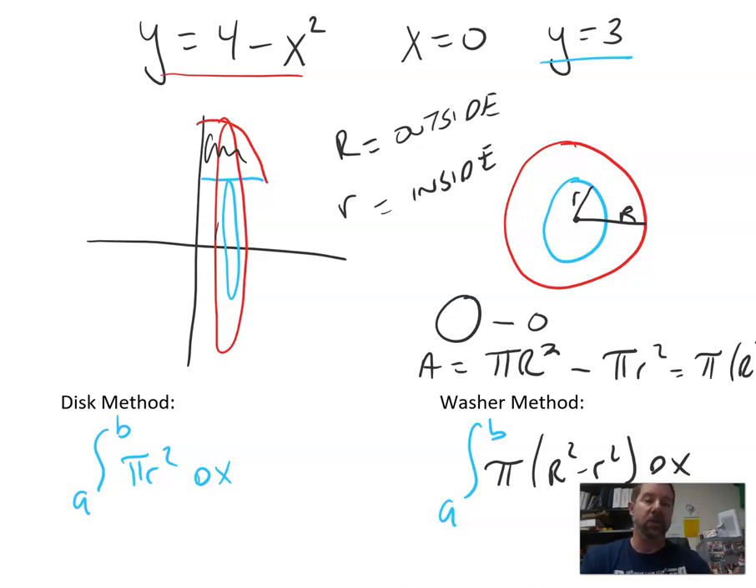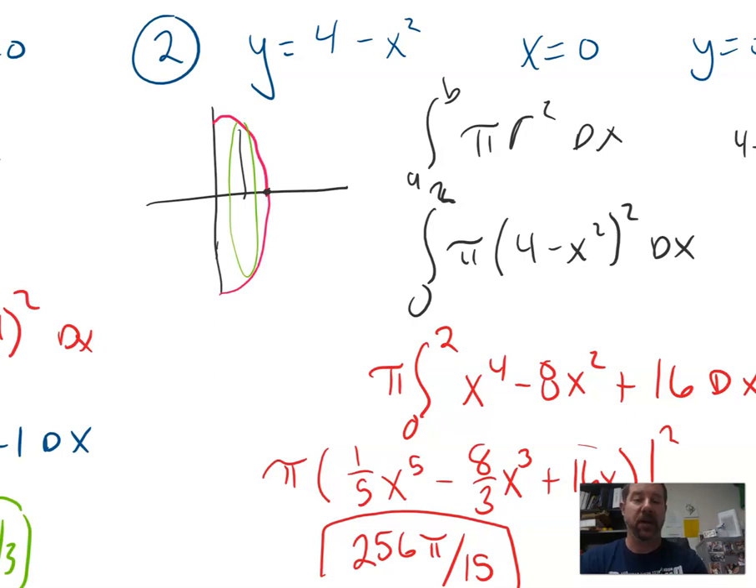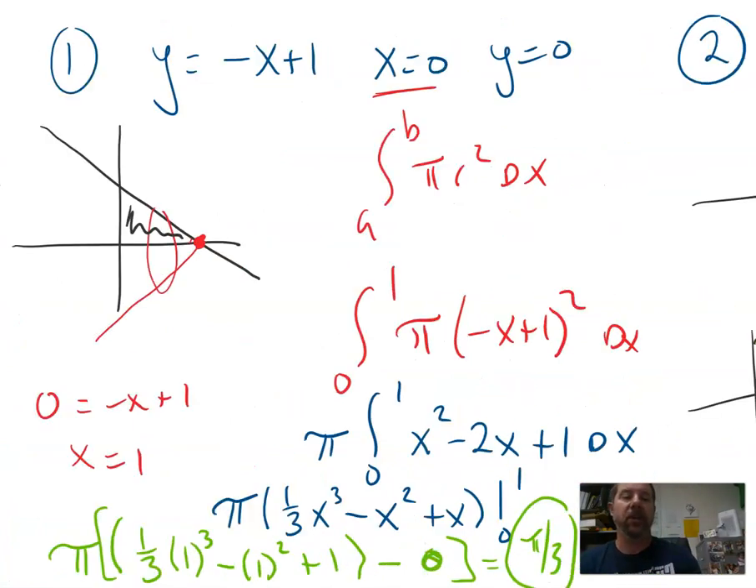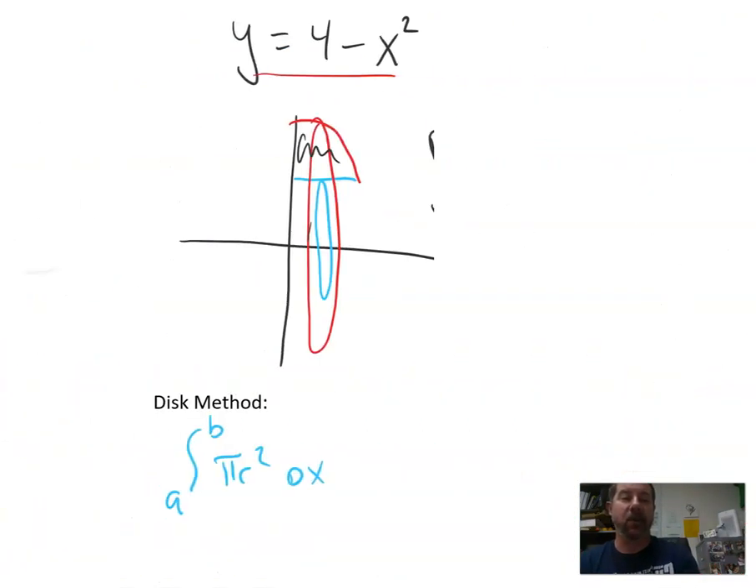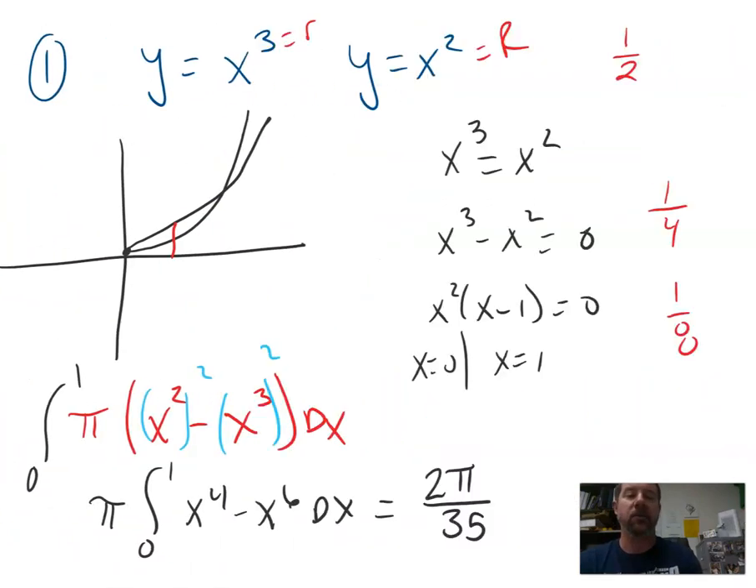So that's washer. If our shape is touching, right? And here this one we had looked like this. And so the shape was touching the whole way along the x-axis. Therefore that is a disk method problem. So if you have a gap, you're going to use the washer method. If you have no gap, if it's touching the whole time, then you're going to use the disk method.